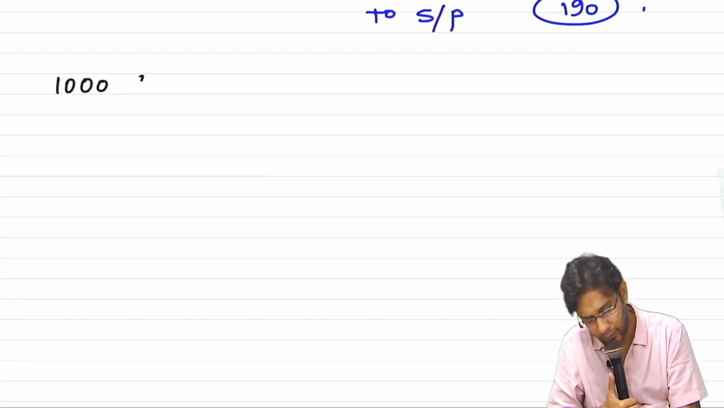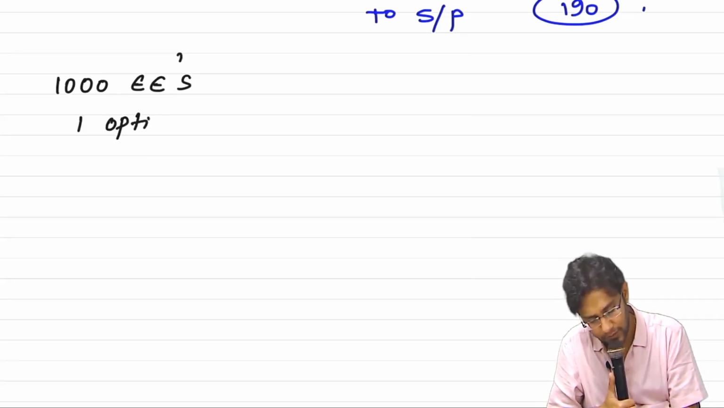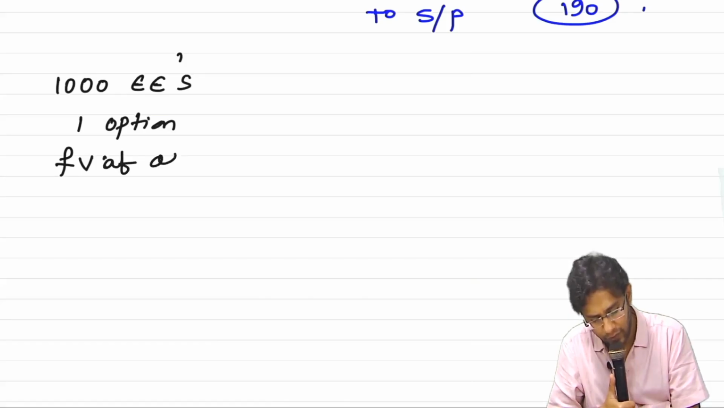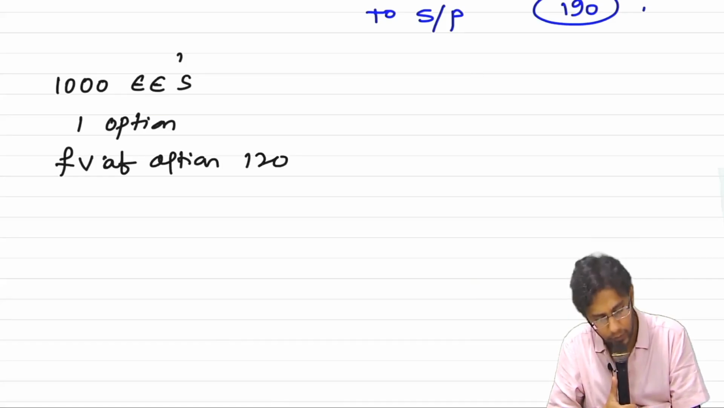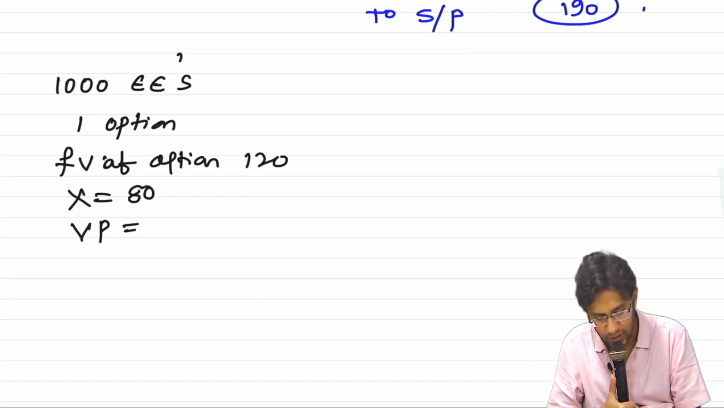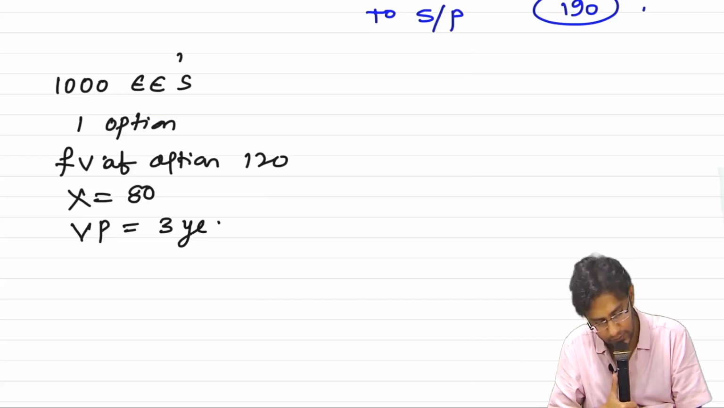Imagine I am having 1000 employees. Each employee I am giving one option. Rest of the data same. Fair value of option 120. Exercise price is 80. Vesting period is 3 years.